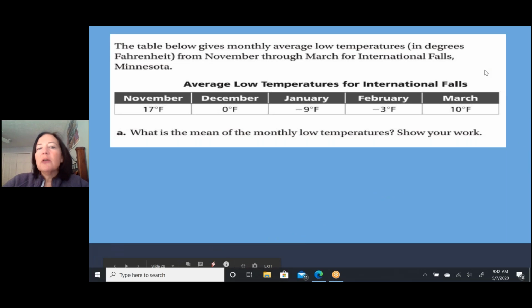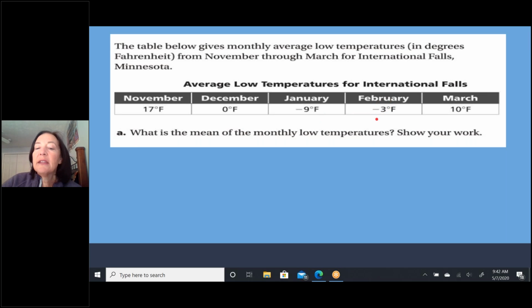The table below gives monthly average temperatures, in degrees Fahrenheit, from November through March for International Falls, Minnesota. So average low temperatures for International Falls. One month it was positive 17 degrees. Next month the average was 0 degrees. Next month the average was negative 9 degrees.